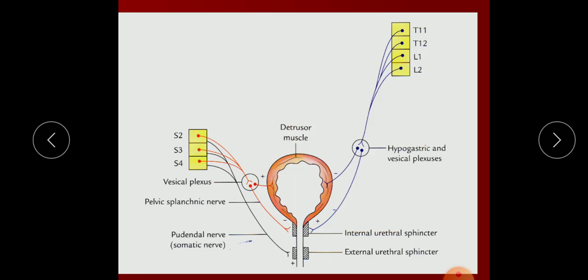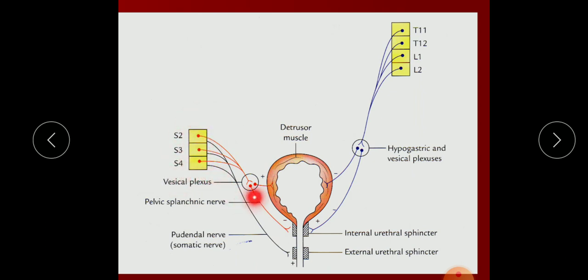So look at that. These are the different things. This is the sympathetic outflow from T11 to L2, relaying in the hypogastric plexus. From there, the postganglionic fibers go and supply the detrusor muscle. Look at that, it is marked as negative on the detrusor muscle. So it is for filling. The other part is the parasympathetic.